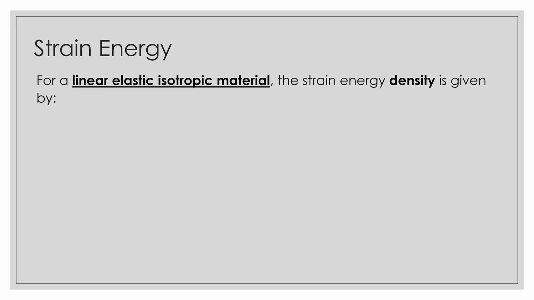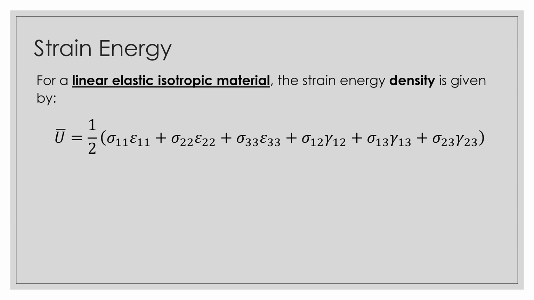So as I was saying, for strain energy, it really comes down to one simple equation. Now for a linear elastic isotropic material, and I underlined that and made that nice and bold because again, this is for a linear elastic isotropic material, the strain energy density is given by the following equation. So if we look at this equation, it's 1/2 and then a bunch of sigmas and a bunch of epsilons and a bunch of gammas. Now, the 1/2 comes from the fact that we have a linear material. So you notice up top, I say linear elastic isotropic material. Well, that 1/2 in that formula is directly because this is a linear material.